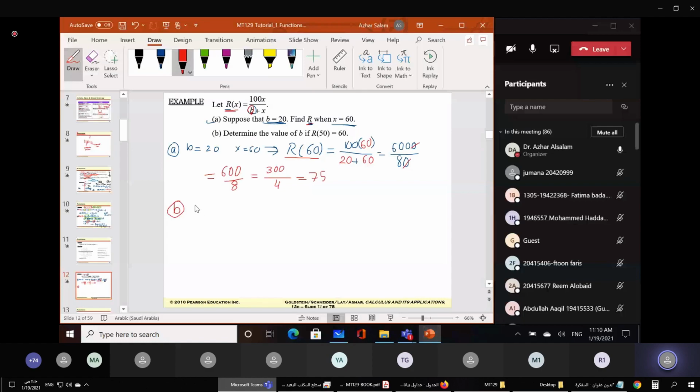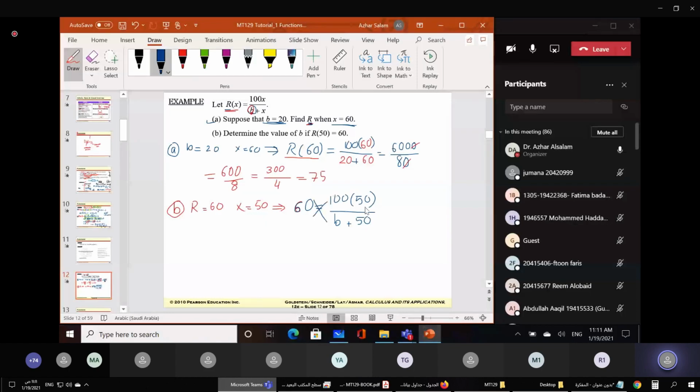Okay? So I have here R of 50 equal to 60, R equals 60, and X equals 50, like that. So I can here find B. Of course, here 60, let's change the color, 60 equals 100 multiplied by X, which is 50, divided by B plus the value of X, which is 50. Here I have a rational function with equality with a number. So I can divide like that or multiply like that.